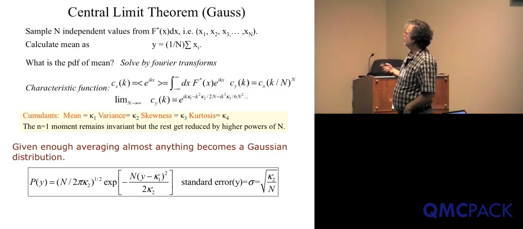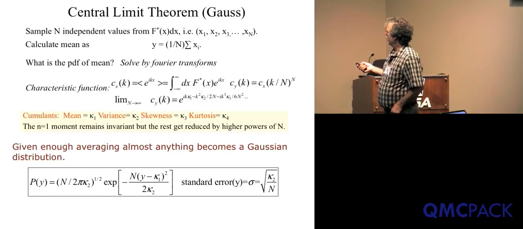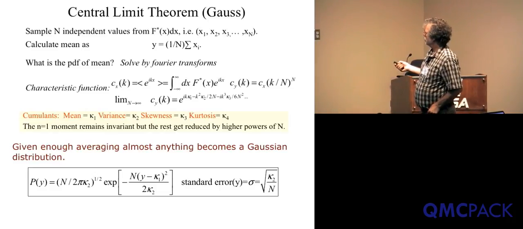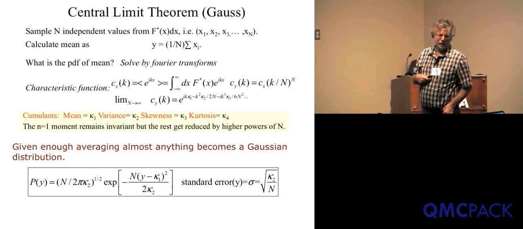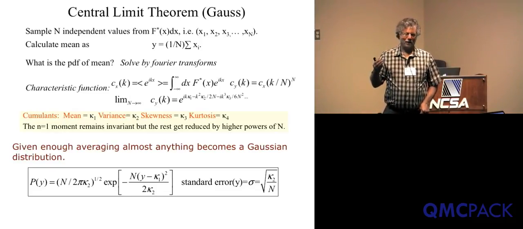But as long as the variance of the x's exists, then the y's have to go to this distribution. And the error of y, sigma, is given by the square root of the variance of the distribution divided by the number of sample points. So this is both the saving grace of Monte Carlo and the disaster, right, at the same time.